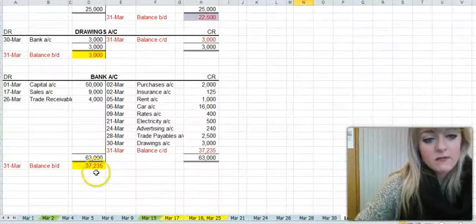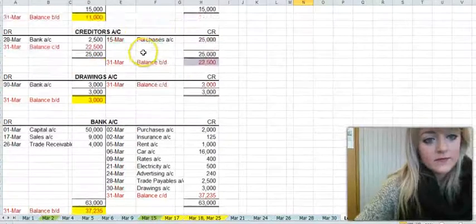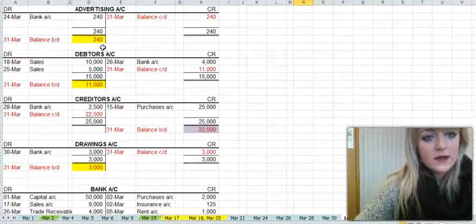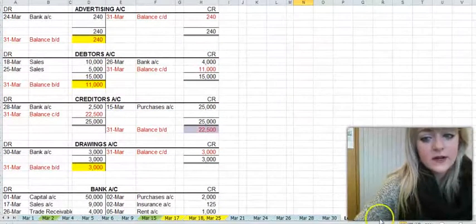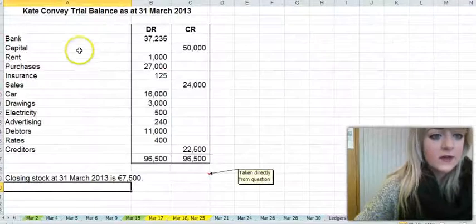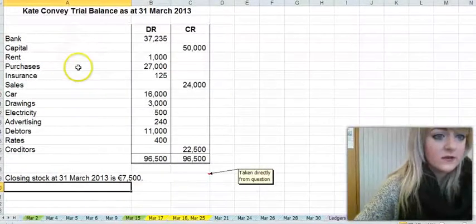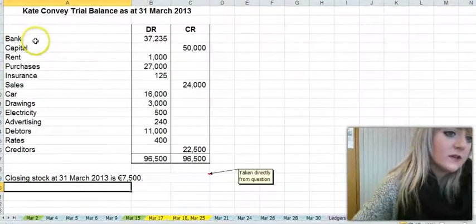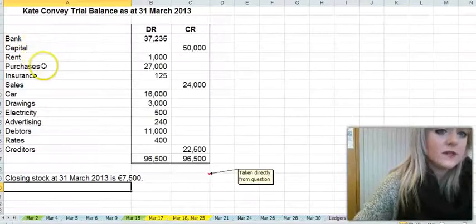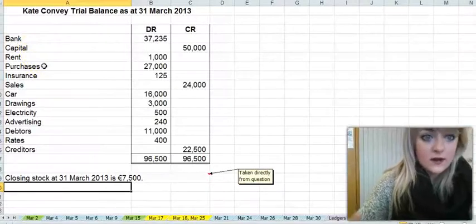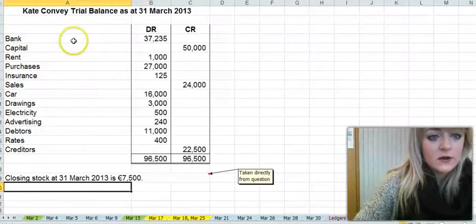So our trial balance is going to be made up only of these figures that I have highlighted in yellow and in purple. So it might be a good idea as you're going down through your workings to start making your trial balance, and you can key in all these different accounts that you have hit. So bank, capital, rent, purchases. While you're going down through it, you can just highlight them in your trial balance so you know you won't forget anything when you come to the end.